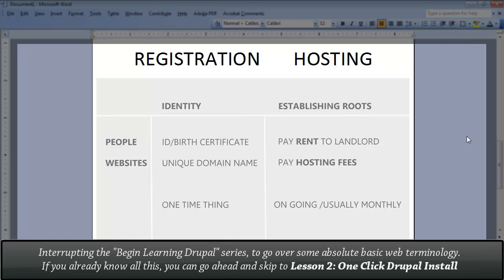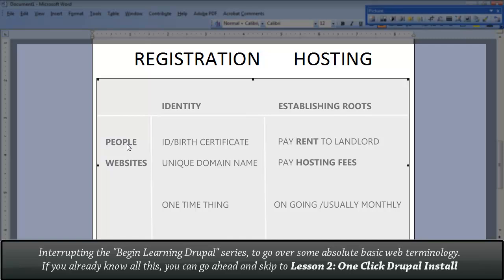And I always wondered what would be the best way to explain to someone what is registration, what is hosting, what is this process. So I came up with this way of explaining it that seems to work. And the way I do it is by giving the analogy of a person to a website. So in this section right here, you'll see, there's a person or people. Generally, they have an ID or a birth certificate. It's usually a one-time thing, just like registration. It's a one-time thing. And that's a unique domain name.